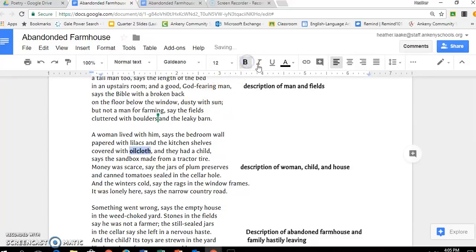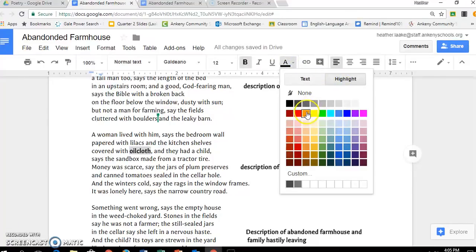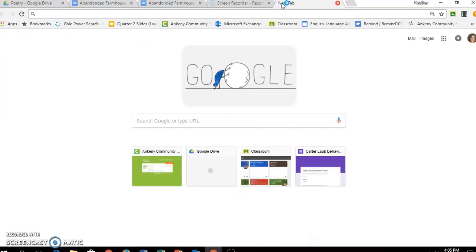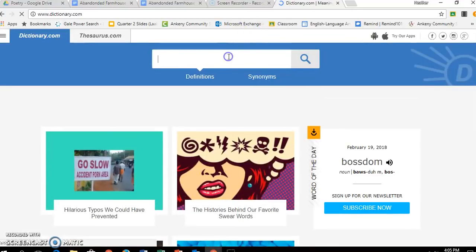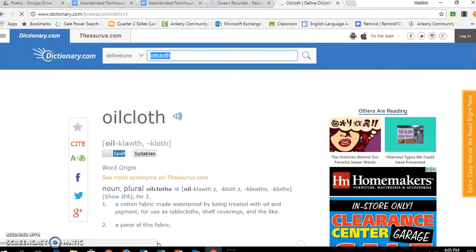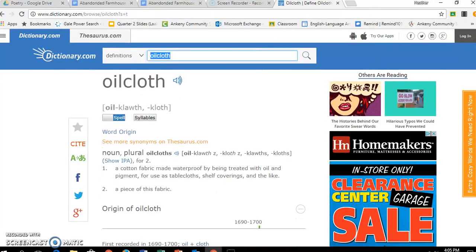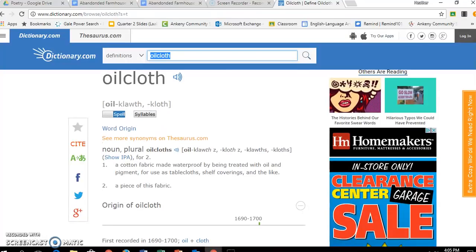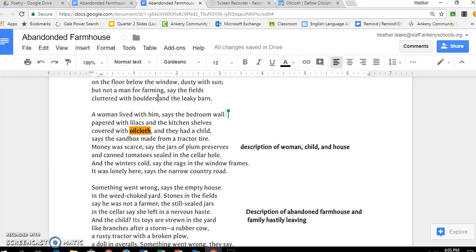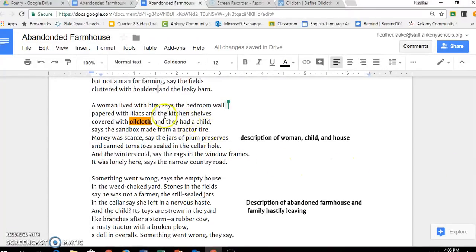I'm not familiar with the word oilcloth, so I'm going to highlight that in orange. And I'm just going to go to dictionary.com and look up what this word means. Okay, so oilcloth is a cotton fabric made waterproof by being treated with oil and pigment for use as tablecloths, shelf coverings, and the like. Okay, and that would make sense because in the context of the poem, it talks about the kitchen shelves covered with oilcloth, so it's like a waterproof shelf covering.